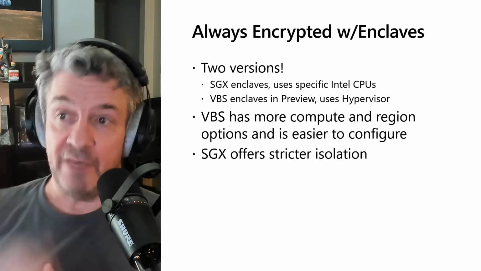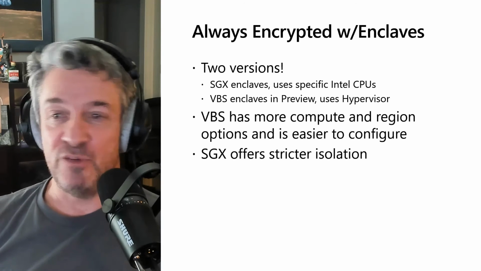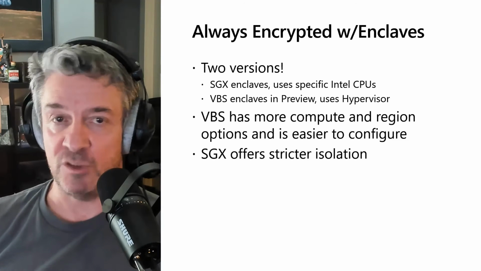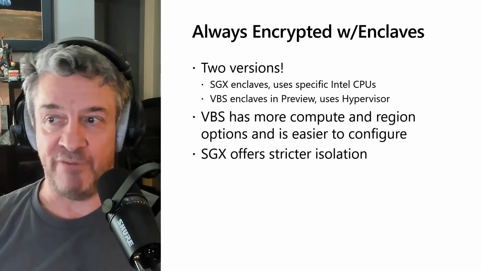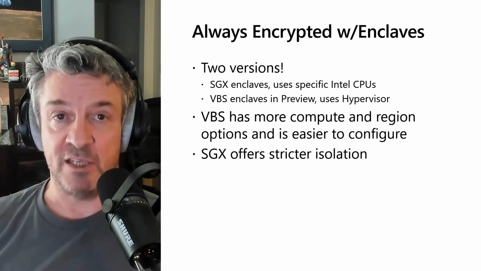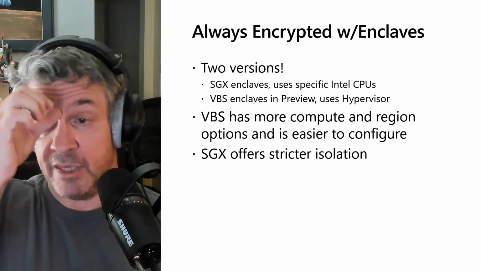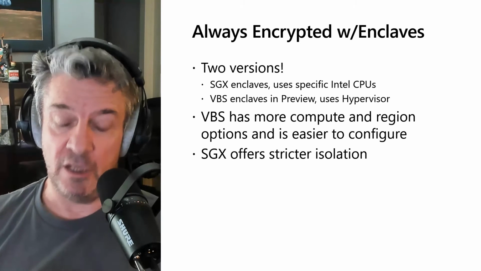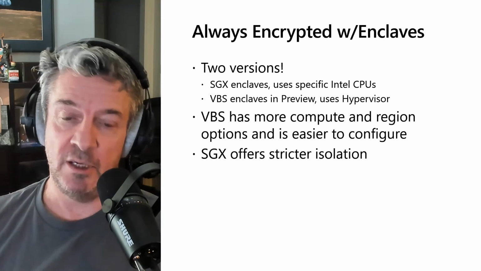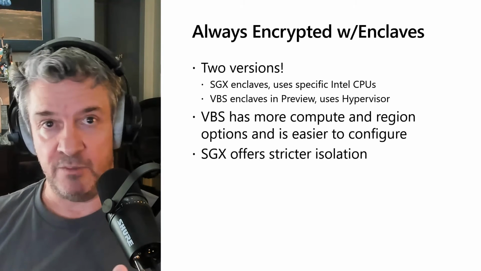Now with the enclaves, there's two versions. The first one is SGX, which stands for Software Guard Extensions, which is a special set of instructions and functionality on some Intel CPUs. And there's also VBS enclaves, which stands for virtualization-based security enclaves. In the case of VBS enclaves, it uses the Azure hypervisor, the same technology that we use in Windows and in Azure, for that matter, to isolate one VM from another.